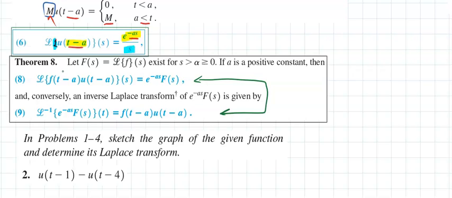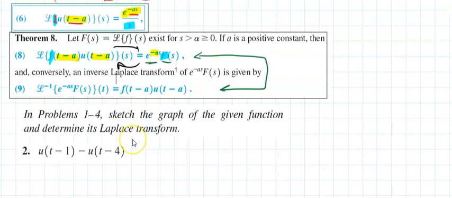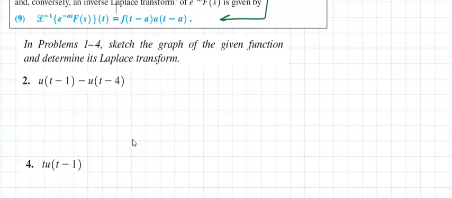You could shift a function by e to the negative as, and the function itself is f. And similarly, you could go this way, you could come in reverse and do it this way. So let me show you how this works really quick. I'm going to start with some examples. I'm looking at example number 1.